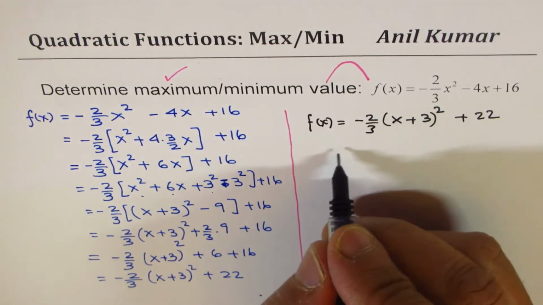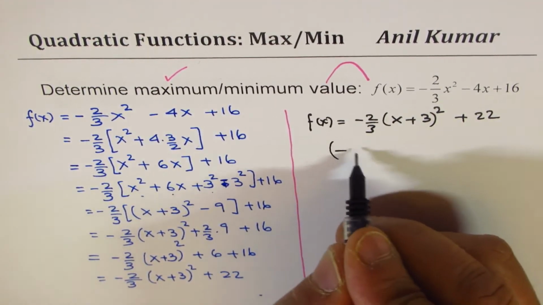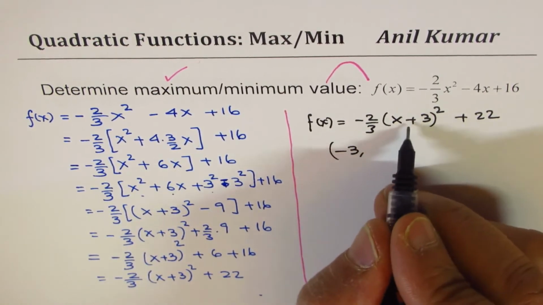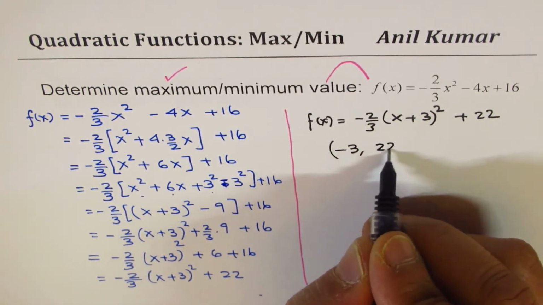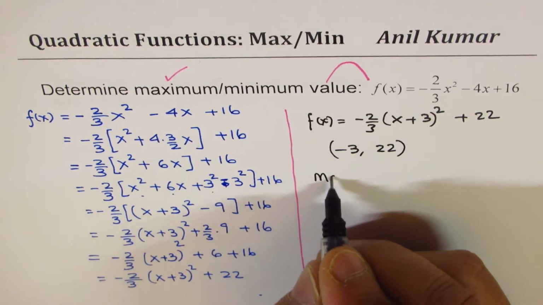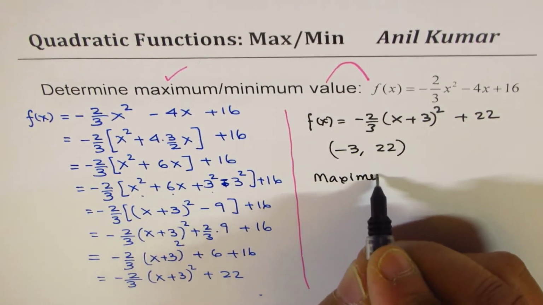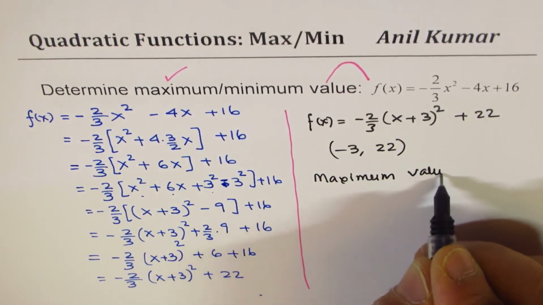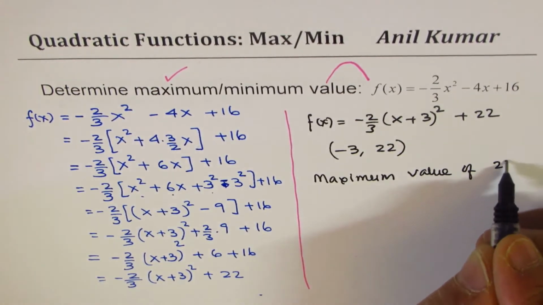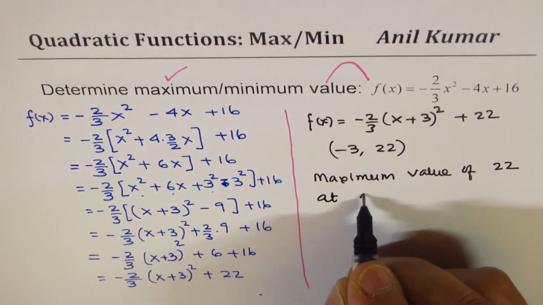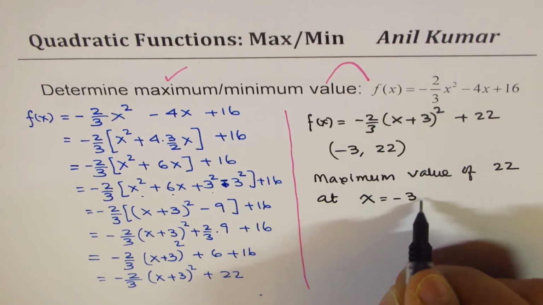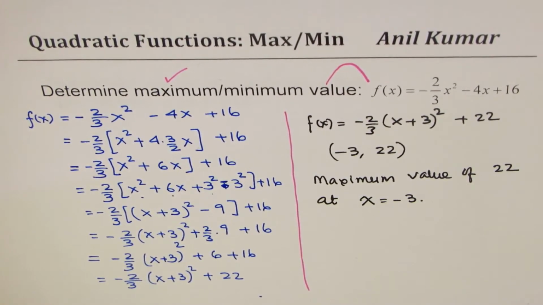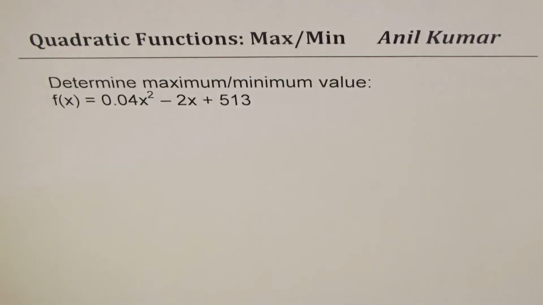So that means the x value or the point is minus 3. That will make this 0, and the maximum is 22. So we have a maximum value of 22 at x equals minus 3. So this is another way of writing the answer, right? So I hope that is absolutely clear. Now we'll take up the next question here.